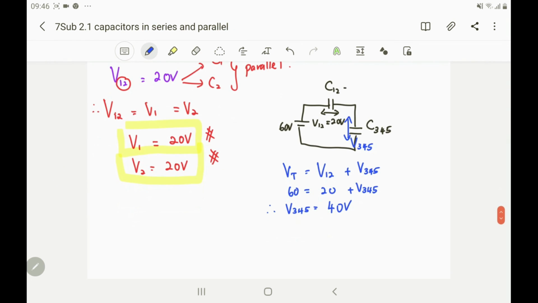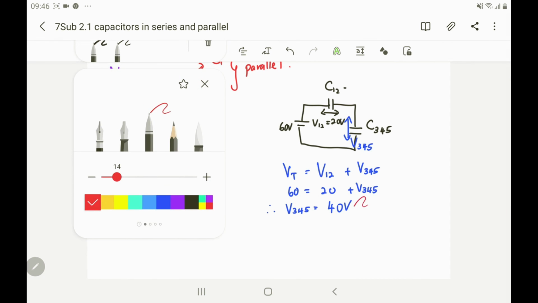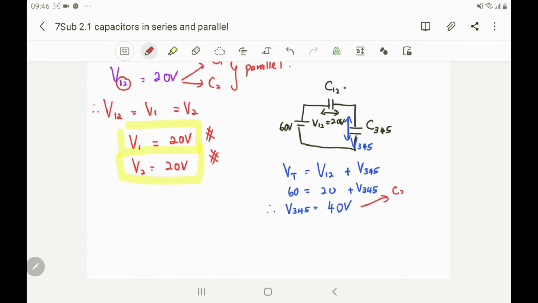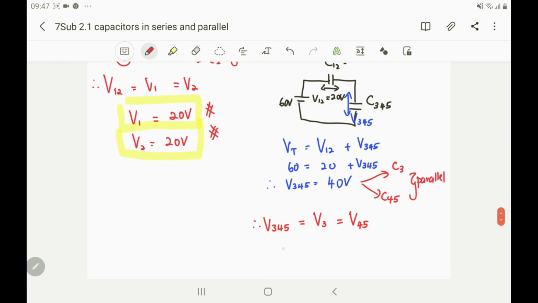Okay, so for V345, okay, its combination between C3 and C45, okay, and they are parallel. Therefore, V345 is equal to V3 is equal to V45. Okay, sebab dia parallel kan. So dari sini kita boleh terus dapat jawapan V3 is equal to 40 volt. So kita dah settle V3.